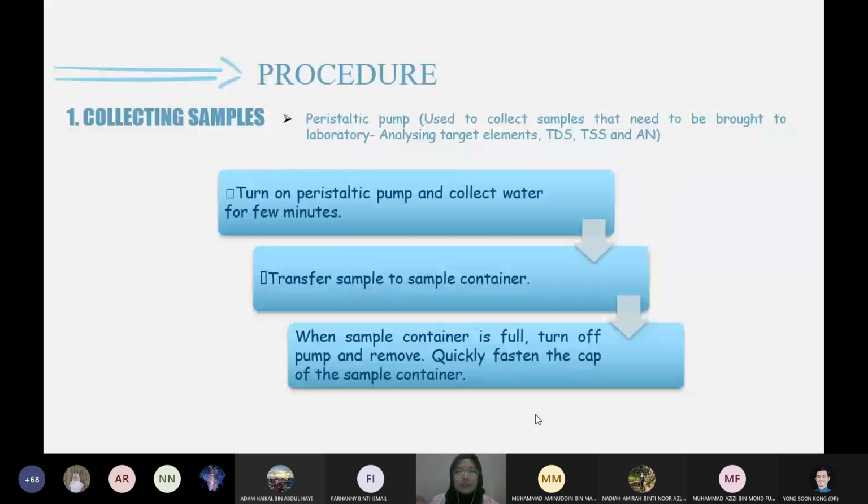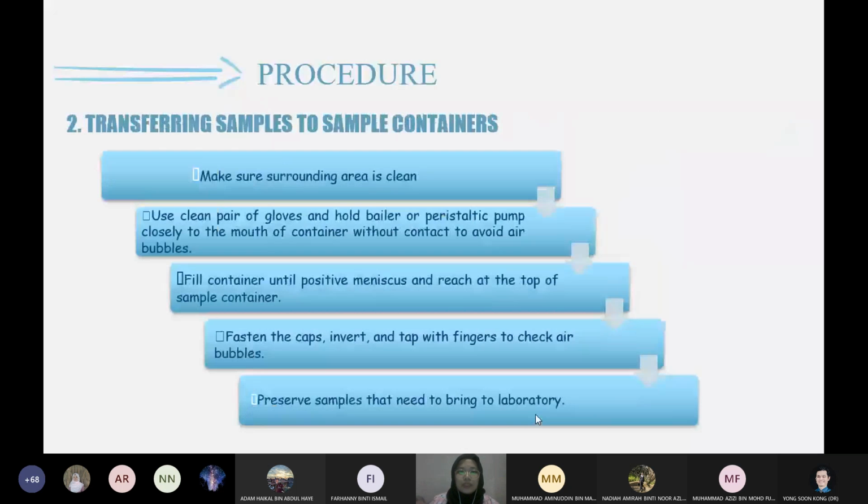So done for collecting sample. I will explain about the procedure to transfer sample to sample container. Points that need to be followed are: make sure surrounding area is clean to reduce potential contamination. Use clean pair of gloves.